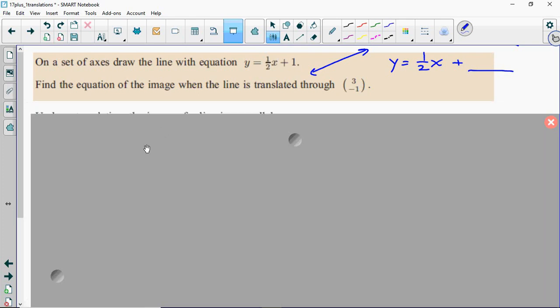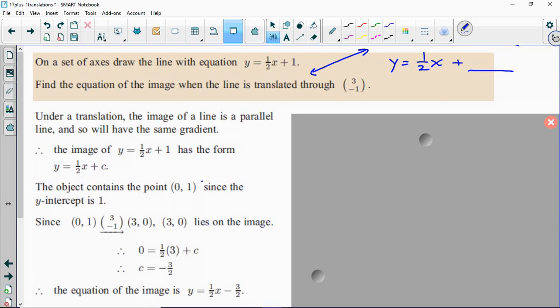So let's see how we could do this. We know the original y-intercept is 0, 1, and we're going to translate that 3 units to the right and then 1 unit down. So that's going to get that point to 3, 0. So 3, 0 is a new point that is on our new graph. From there, we can solve for the y-intercept, right? We just need to substitute in 0 for y and 3 for x into what we know already, and then it'll get us a y-intercept of -3/2.